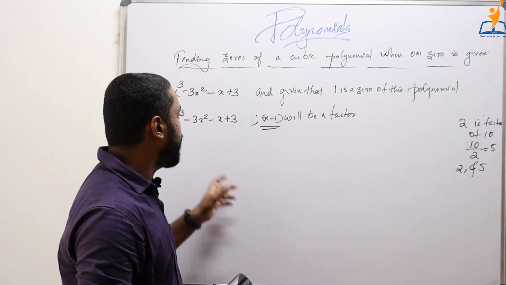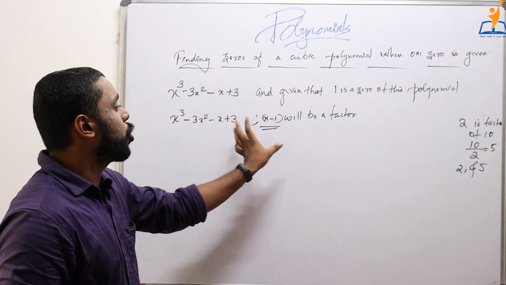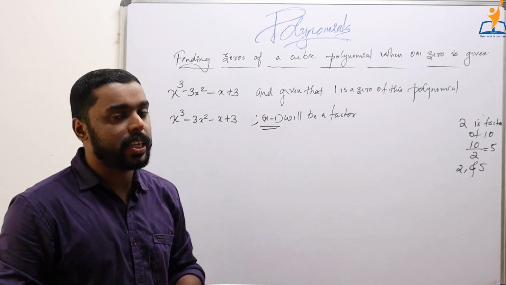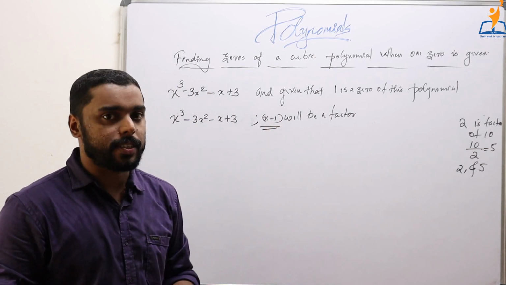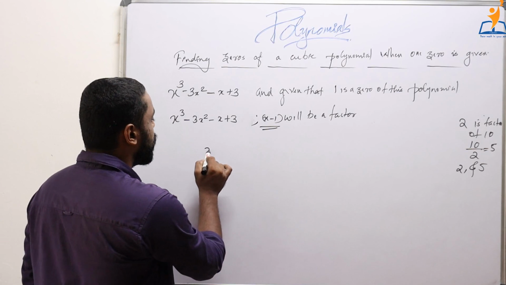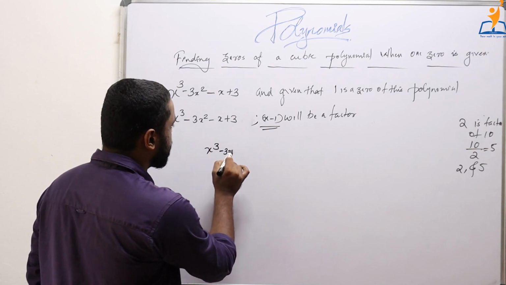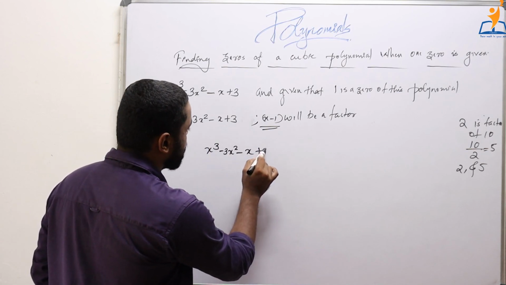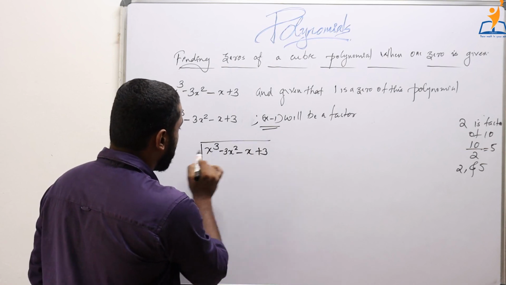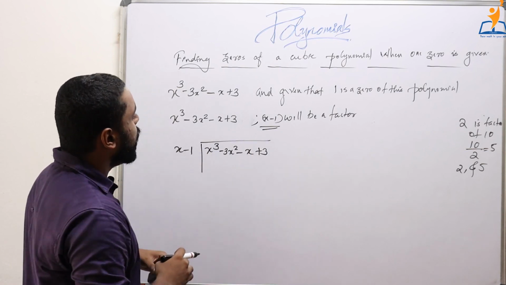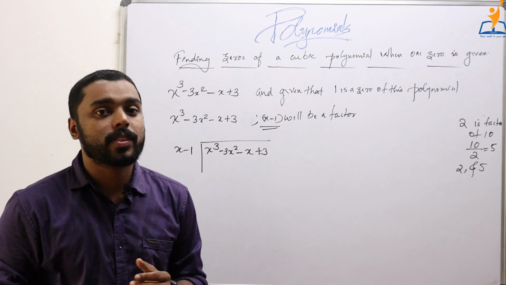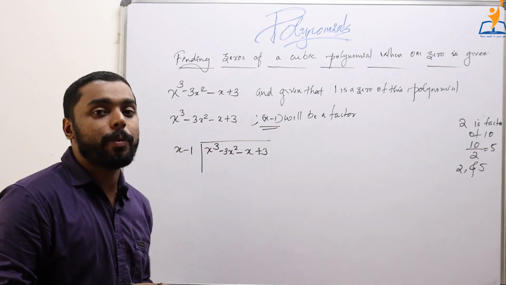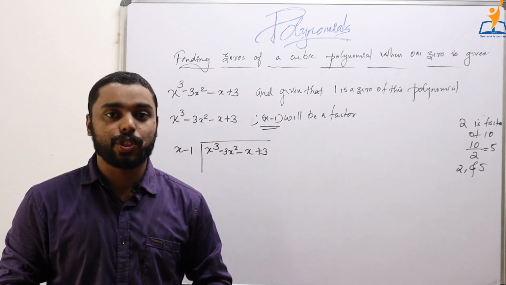So clearly we can divide this polynomial by what? x minus 1, to get the next factors. So we can divide x cube minus 3x square minus x plus 3 by x minus 1. Now you may be surprised how we can divide a polynomial by a polynomial. Let me teach you how.